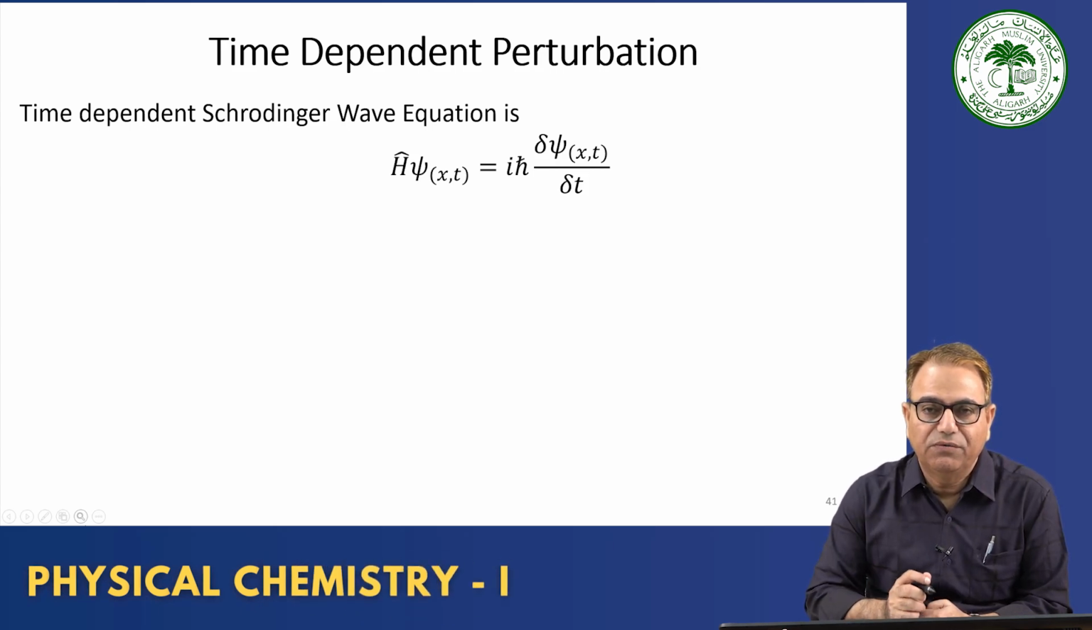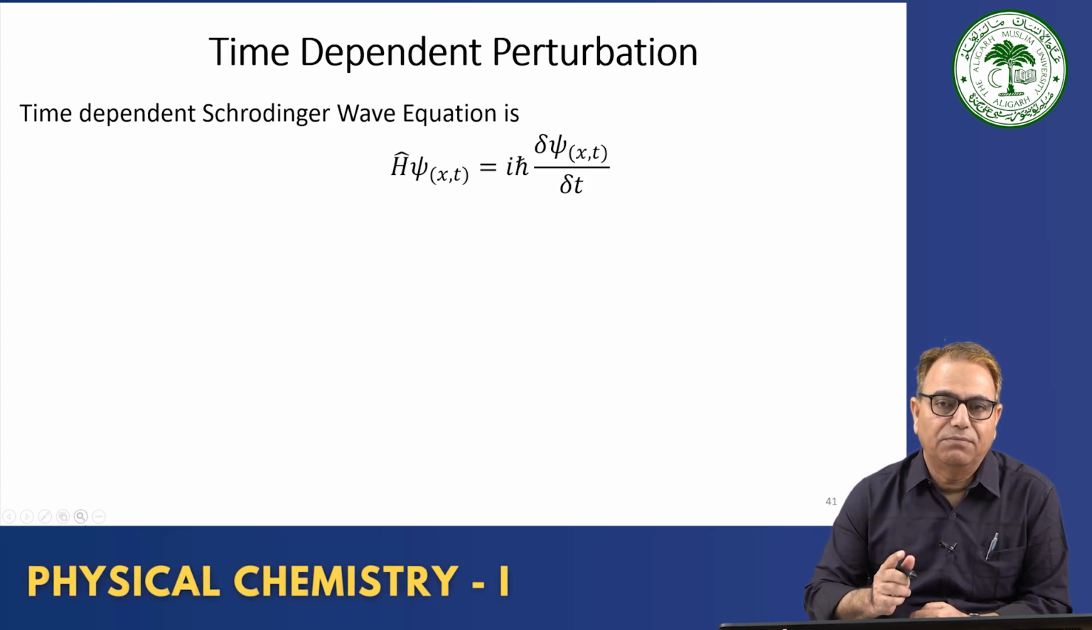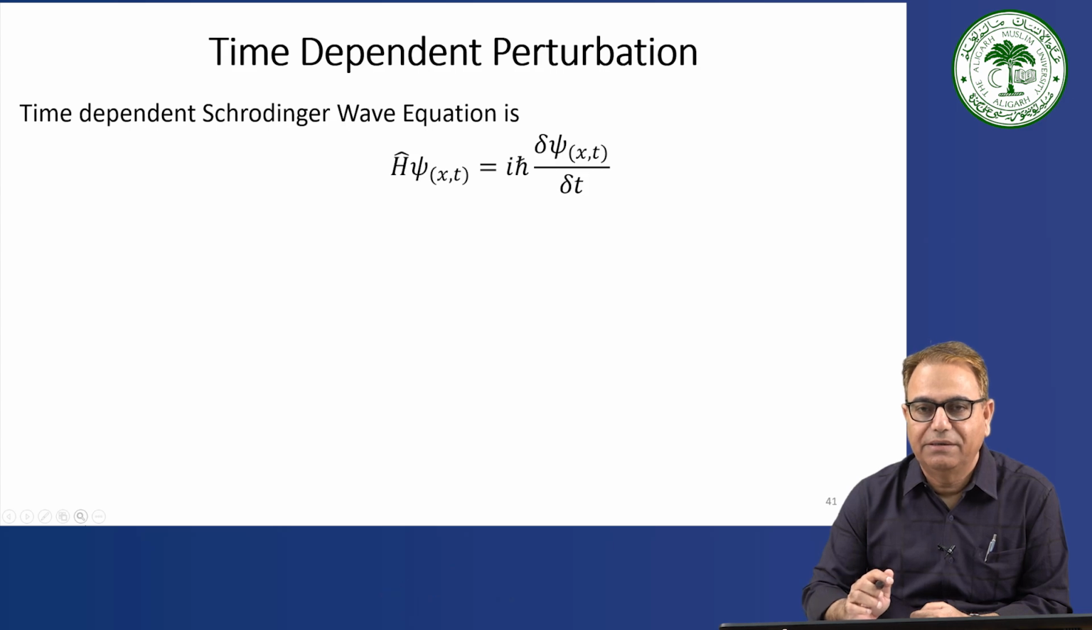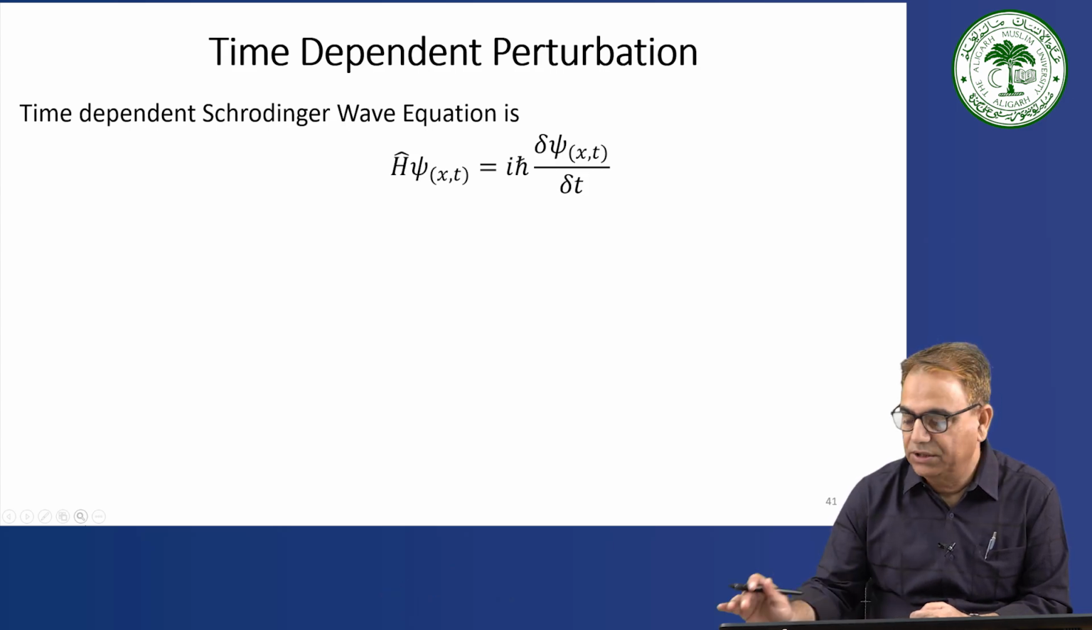I wrote this equation once earlier also when I was talking about the postulates of quantum mechanics. The last postulate is that the time dependent Schrodinger wave equation is H psi is equal to i h cross del psi by del t. That's all. Thereafter we never used it. Now today we are going to use it. So what does it mean?